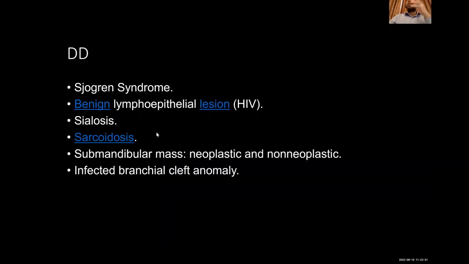The differential diagnosis for any enlarged salivary gland includes Sjogren syndrome, where you have to search for bilaterality and the other salivary glands, sarcoidosis and other granulomatous disease, and submandibular masses, neoplastic and non-neoplastic, especially at that age. This patient comes with a long history of alcohol intake and low hygiene of the mouth. Infected branchial cleft cystic anomaly is not typical, but it can also be a weak differential diagnosis.